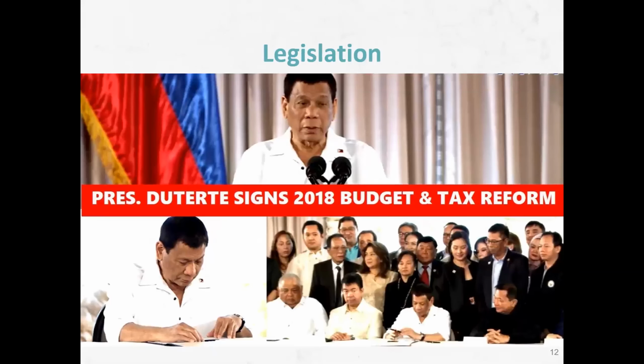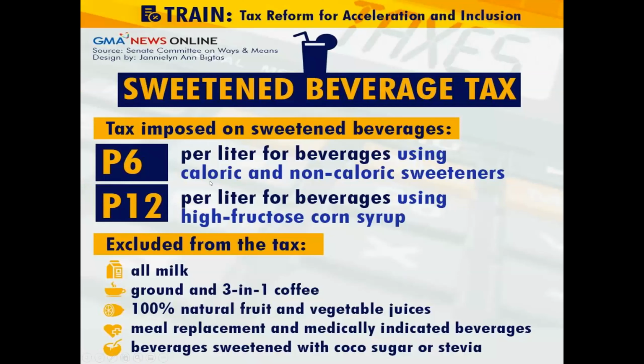So what did Philippines do? On the 19th of December in 2017, President Duterte signed the budget law, and the tax was supposed to come in on the 1st of January 2018. So this is him signing the tax law. And what did the tax actually provide? The tax was on sweetened beverages. It was a PHP, or Philippine peso, tax of 6 pesos per liter for beverages which had caloric and non-caloric sweeteners, and a higher tax, or double the tax, of 12 pesos for beverages that had high fructose corn syrup.